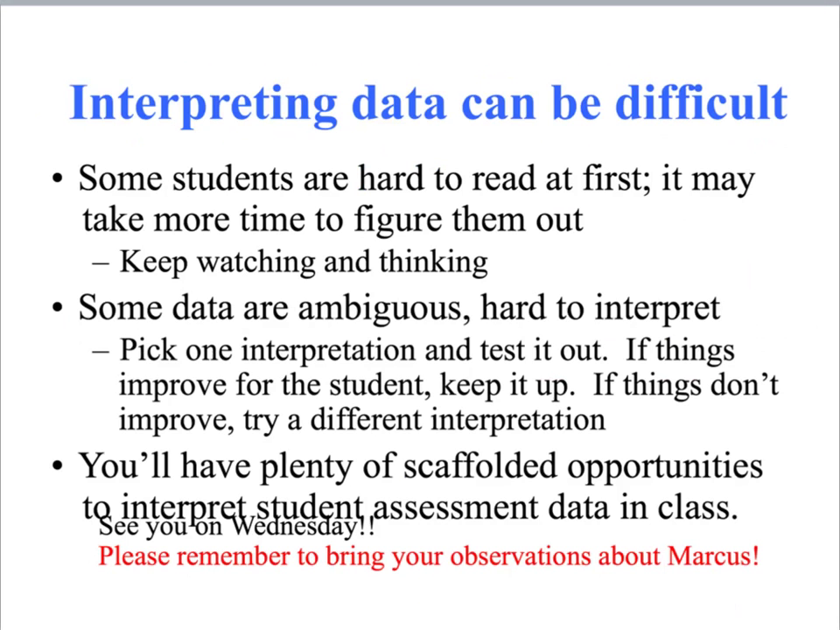I'll be honest, interpreting data can be difficult. Some students are hard to read at first, and it may take more time to figure those kinds of kids out. And you just have to keep watching and thinking. You're responsible for every child learning every day, and you have to never give up. Some data are ambiguous or hard to interpret, and you may see multiple possibilities. So when that happens, just pick one and test it out. If things improve, it means you picked the right choice. If things aren't improving, then try one of your other interpretations.